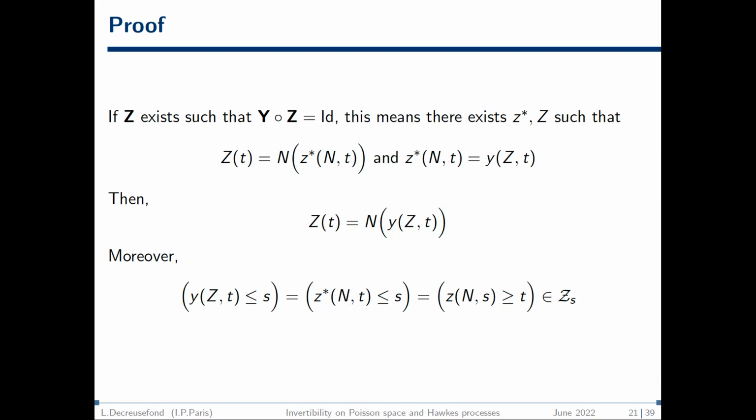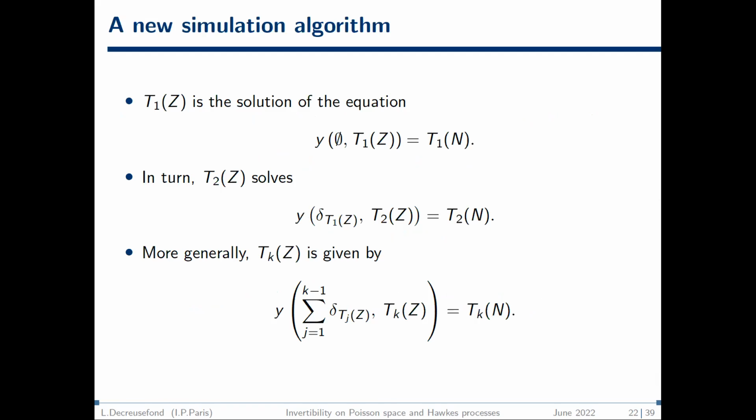And then, if you look at the event y z of t is less than s, you rewrite like this, and you see that it depends on the filtration generated by z. So that was the second point. That means that yzt is a z stopping time. Okay, so it gives you a new simulation algorithm for a Hawkes process.